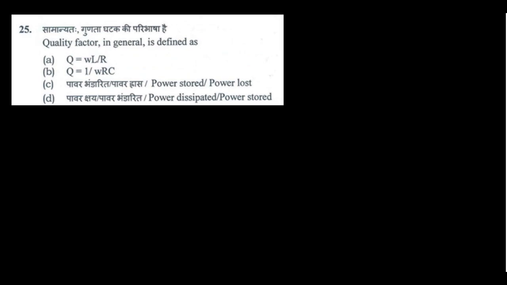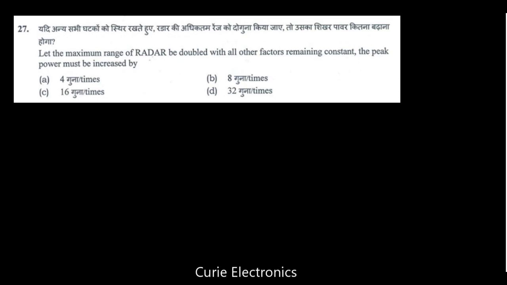Question number 25. Quality factor in general is defined as Q equal to omega L upon R, or this can be written as 2 pi F L upon R. So option A is the right answer. Question number 26. In a radar system, if the capture area of the receiving antenna is A, then the range will be... We will come back to this question. Let's do the next question.